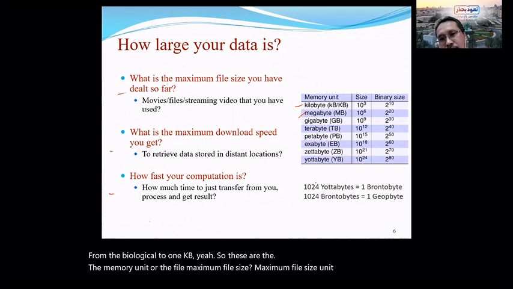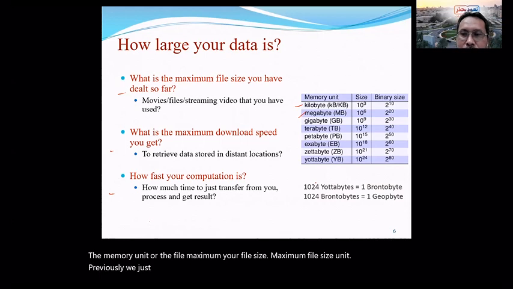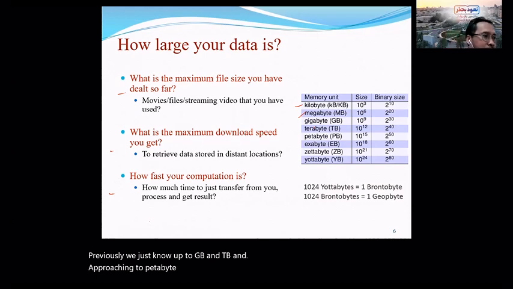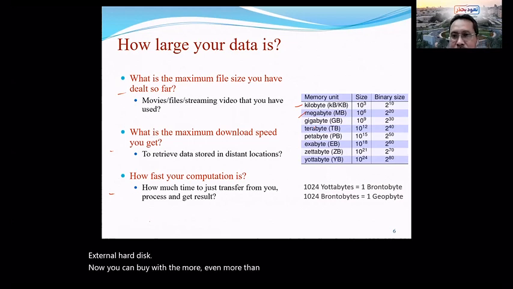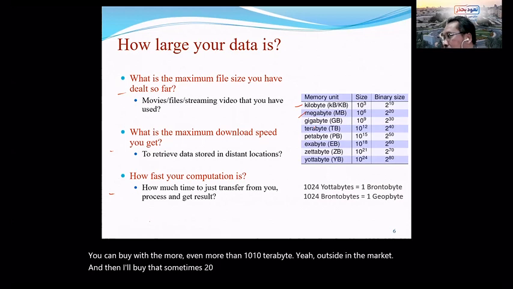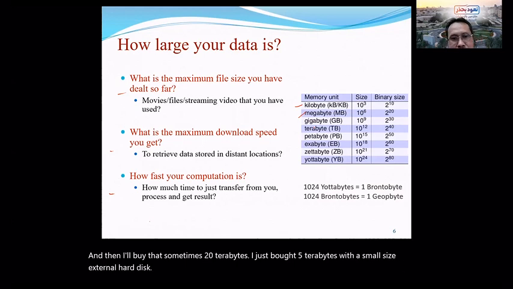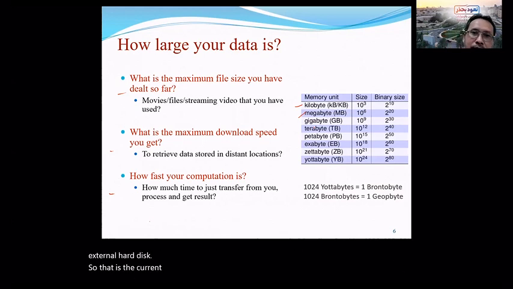Previously we only knew up to gigabyte and terabyte, and now we are approaching petabyte because of external hard disks. Now you can buy even more than 10 terabytes in the market, sometimes 20 terabytes. I just bought 5 terabytes in a small external hard disk. So that is the current situation today.